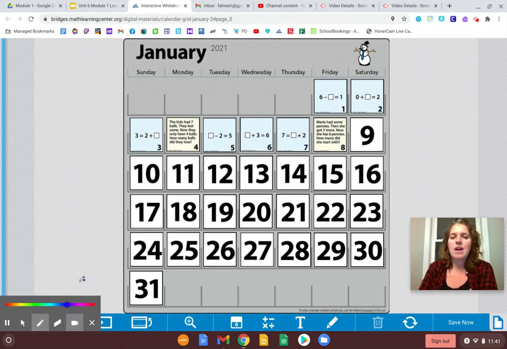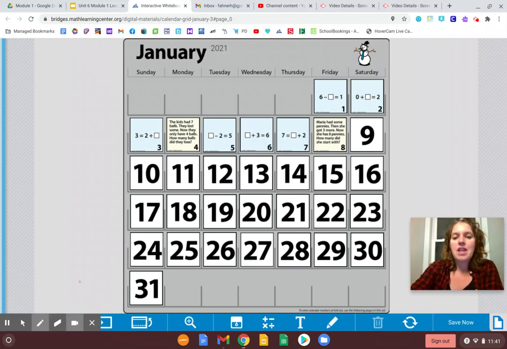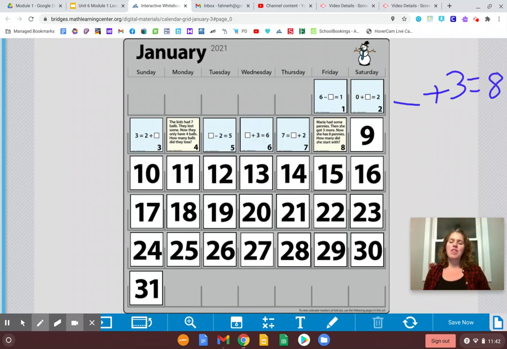So I'm going to go ahead and write this. It says that she had some pennies, so I'm going to put my line there for some. Then she got 3 more, so we're going to add those 3. And now she has 8. So I want you to think for a second. Blank plus 3 equals 8.